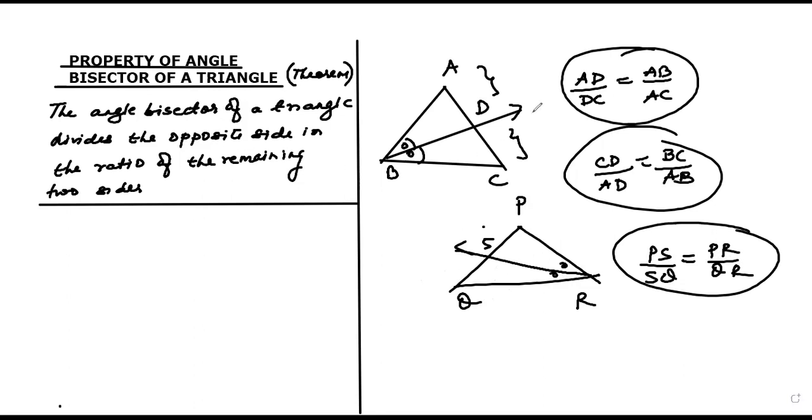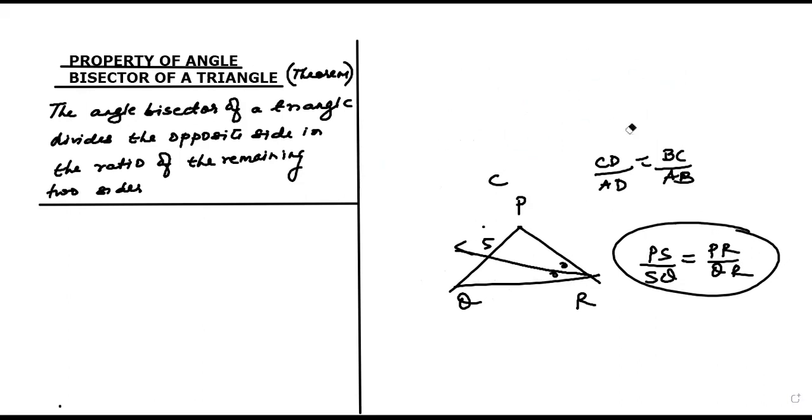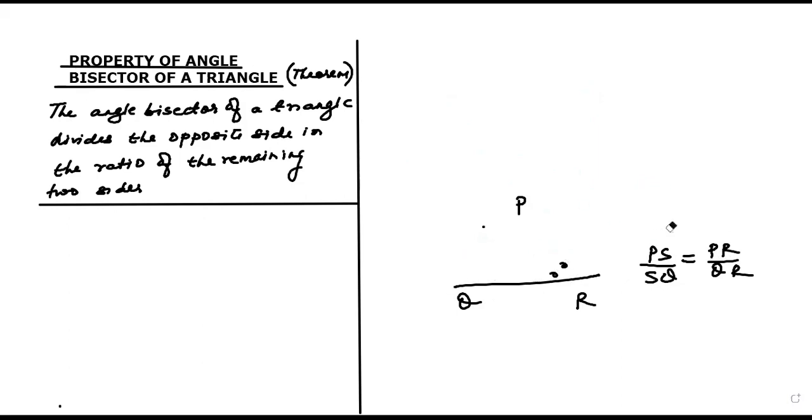But this theorem, I hope everybody understood. Whenever you see an angle bisector, this formula should come to your mind. Now remember, children, the proof of this can be asked in your board exam. This is a very important one, so we have to do this proof. Listen, this is how it will come in your exam.